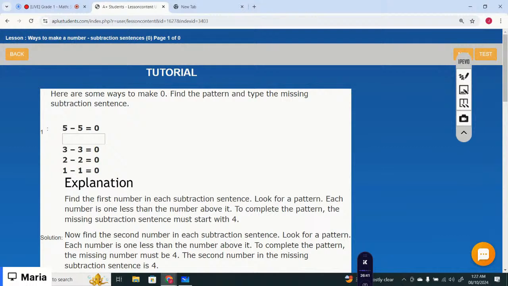Here are some ways to make 0. Find the pattern and type the missing subtraction sentence. So we are given the pattern, and every number when you're subtracting makes 0. Like 5 take away 5 is 0. You have a missing number. Then 3 take away 3 is 0, then 2 take away 2 is 0, then 1 take away 1 is 0.